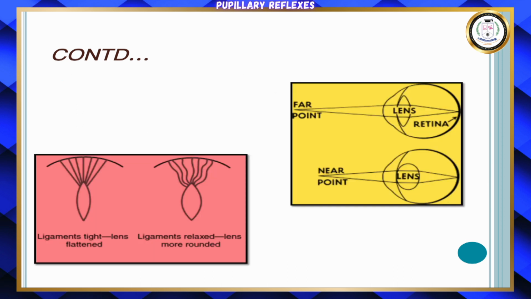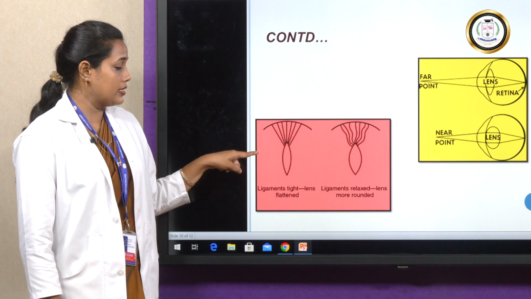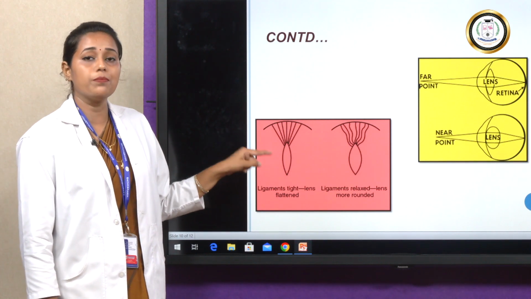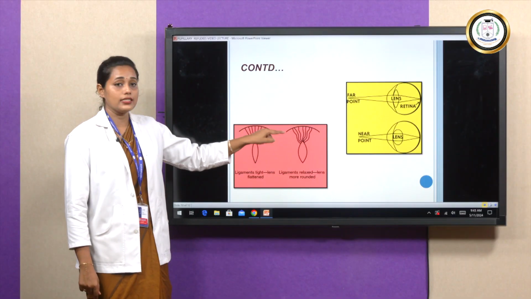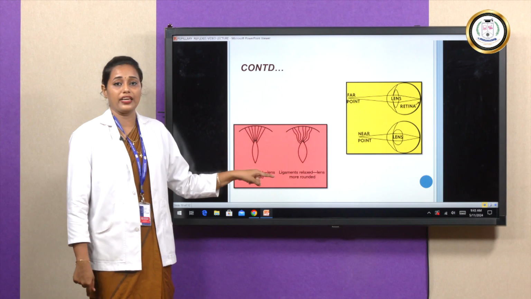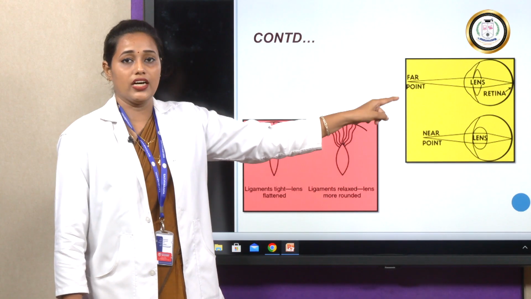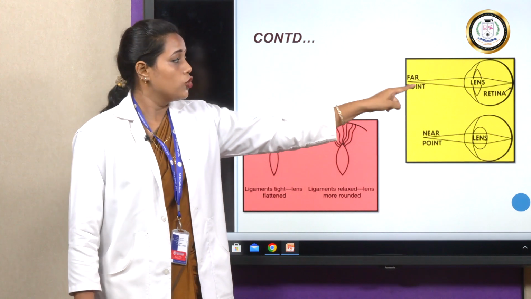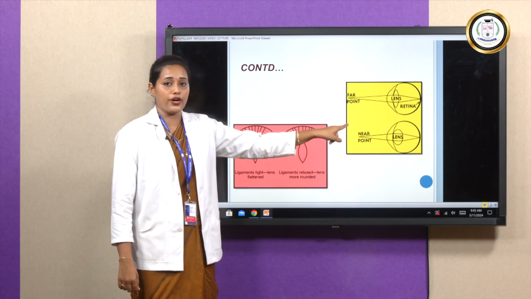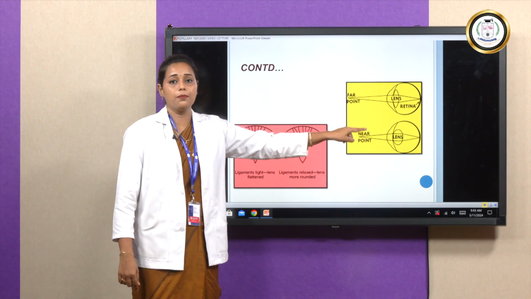We have a picture representation here. You can see the ligaments are tightened so that the lens tends to be stretched out to become more flattened. Here you can see the ligaments are tightened. This stretches out the lens to become more flattened. And in this case, the ligaments are in a relaxed state. This allows the lens to become more rounded. Now you can see when the point of focus is far, the lens becomes more flattened, that is stretched out. When the point of focus is near, the lens becomes more rounded.